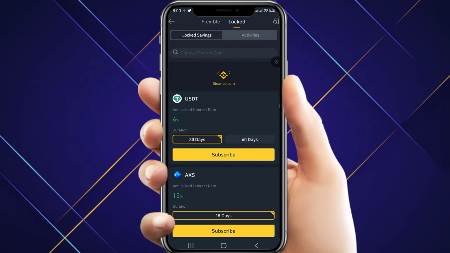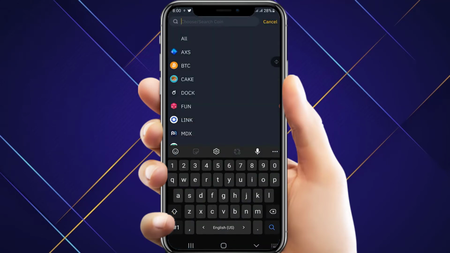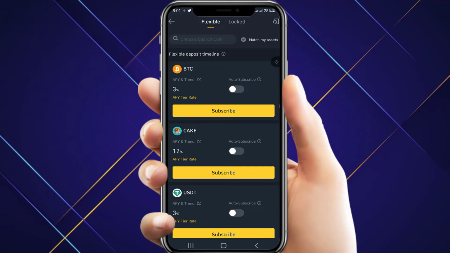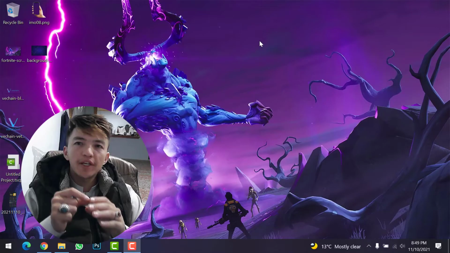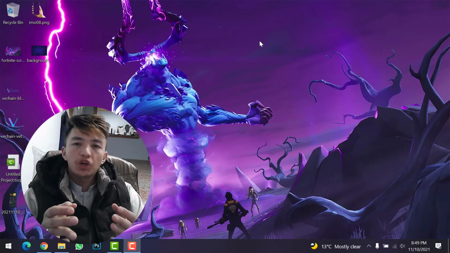Now click on Locked. From here, search for the coin, like Bitcoin. So here, it is not available. It means you can use Flexible in order to stake your Bitcoin. I hope you understand the staking of Vechain coin on a Binance account. This was the step-by-step guide of staking Vechain on your Binance account using your mobile phone.